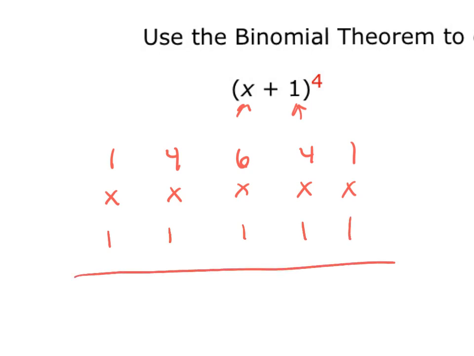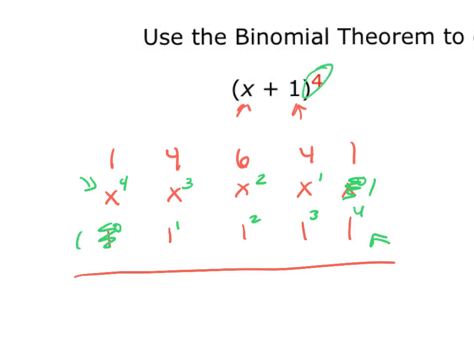And now I do my exponents. So I start with the highest exponent on this row. So 4, 3, 2, 1, 0. This becomes a 1. Then I start with 0 and I move up. 0, 1, 2, 3, 4. If you notice, you should start with the highest exponent and end with the highest exponent. And what I mean by highest exponent is whatever you're raising it to.